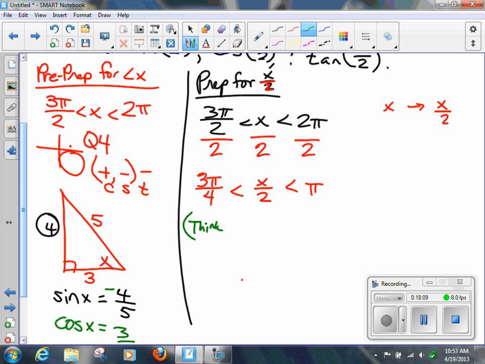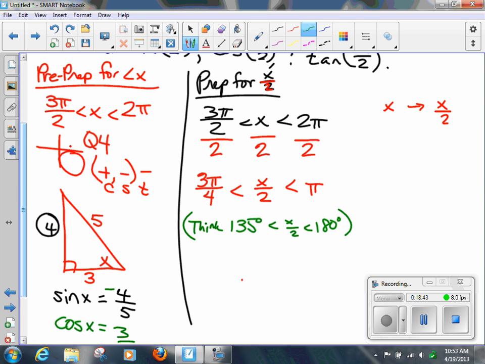Because my brain doesn't function in radians. Does y'all's? Mine doesn't. What is the angle 3 pi over 4? It is over there. How much is it? Thank you. 135. You're supposed to know that. 3 pi over 4 is 135. You got to know that.